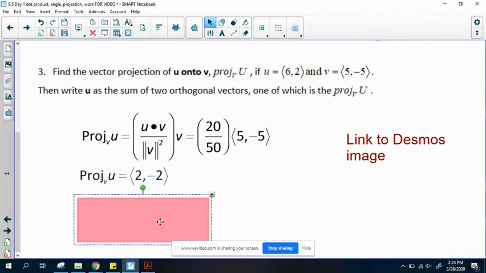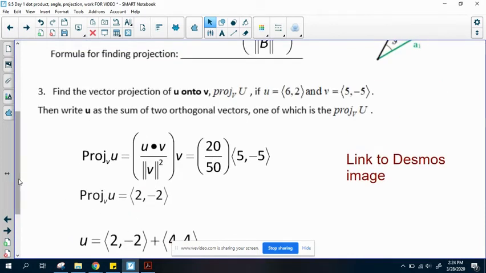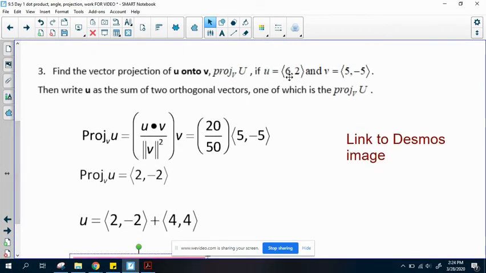So I can figure out what that would be. If the projection was 2, that means the perpendicular had to be 4 to end up with 6. And if this was -2, this would have to be 4 to end up with 2. And so this is the projection vector. This is the perpendicular vector. These two have to add up to get to the original. And that's what it means by write u as the sum of your two orthogonal vectors, basically the projection vector and the perpendicular vector.